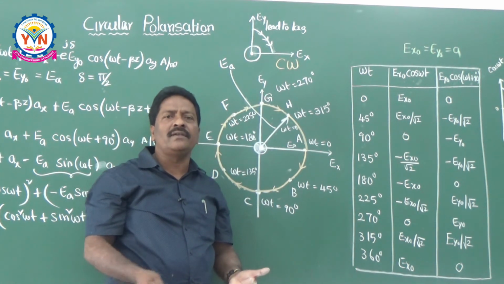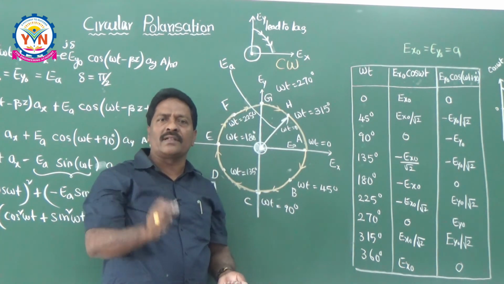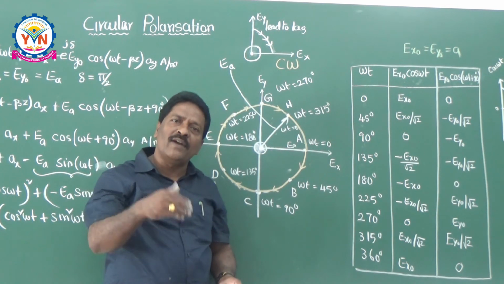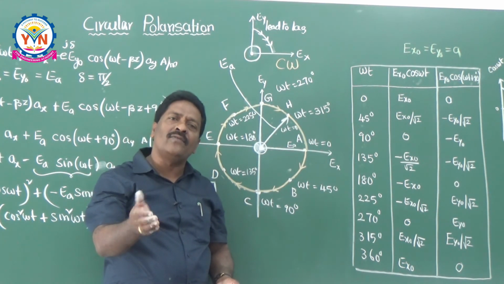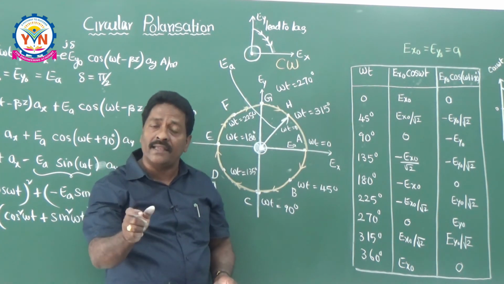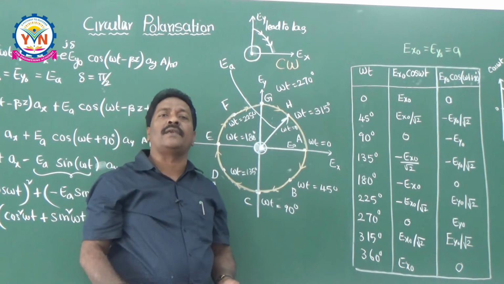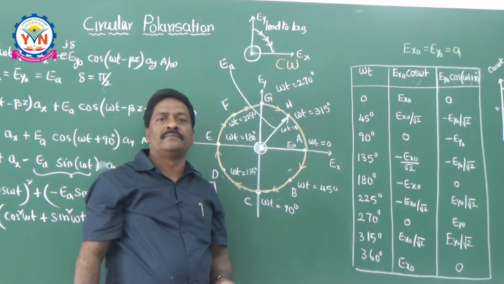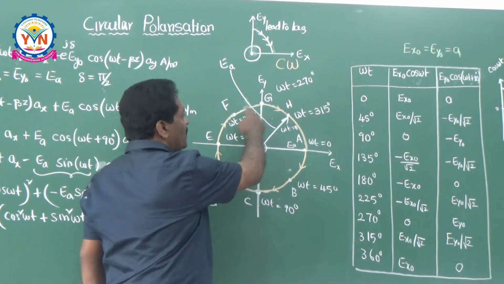Finally, what we are doing is very simple. In circular polarization, the x component and y component are at an angle of 90 degrees. They are displaced by 90 and their amplitudes are the same. So that's the reason it is becoming a circular polarization here.